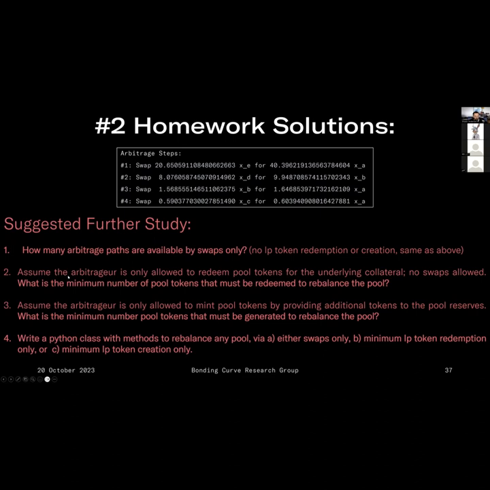So I think it is worthwhile to assume that maybe you are the only LP in this pool, and rather than let someone arbitrage against you, you're just going to withdraw liquidity from some of these units. And what would that look like? Another one, which I think is maybe slightly easier to answer than the third one, is what if you're only allowed to mint pool tokens? Can you get the pool into a balanced state just by contributing tokens as liquidity to certain reserves and bringing it back up to that level?